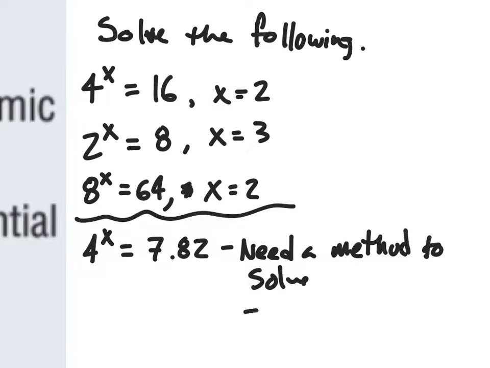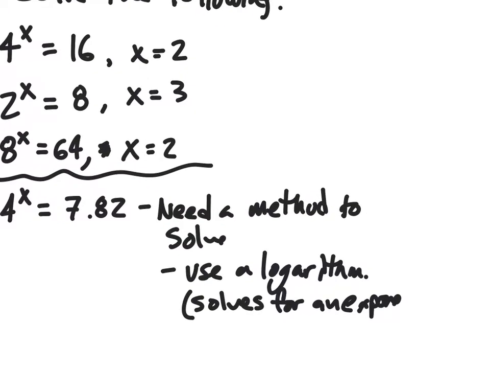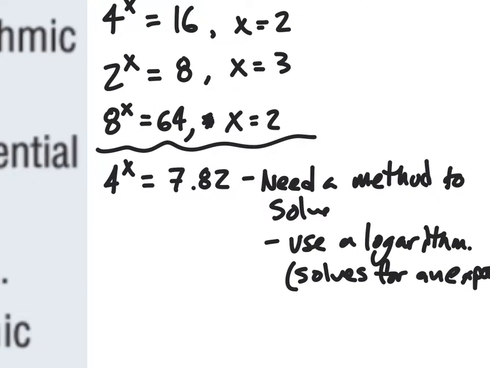What we want to use is a logarithm. A logarithm solves for an exponent. If I wanted to solve this equation for x, I would rewrite this as log base 4 of 7.82 is equal to x.